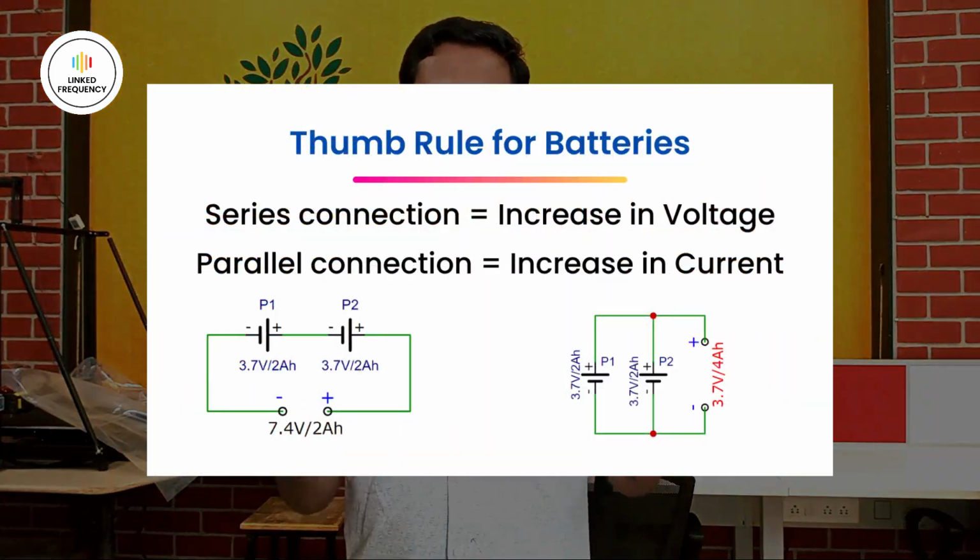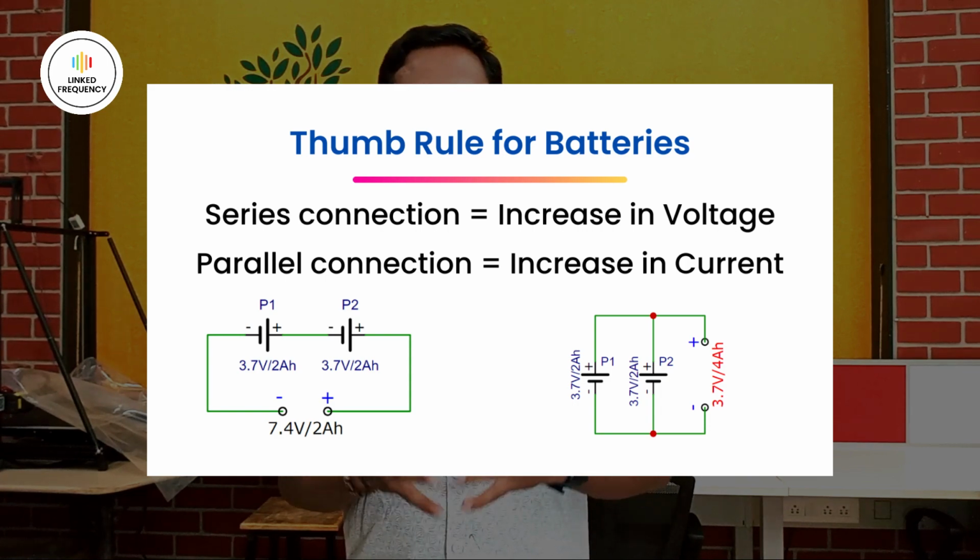Now let us understand one thumb rule and remember it for the entire activity. Whenever we connect two cells in series, then the voltage will be increased, or you can say doubled. And whenever we connect the two cells in parallel, then the current capacity or the current delivery increases.